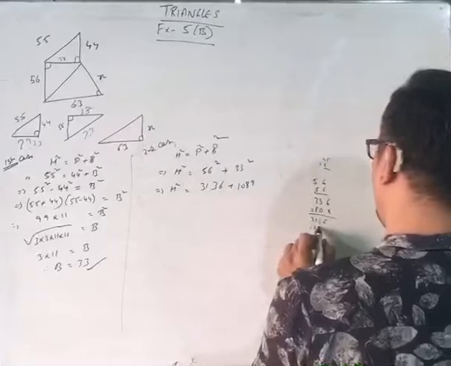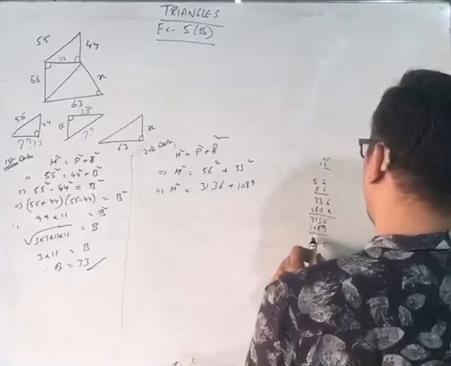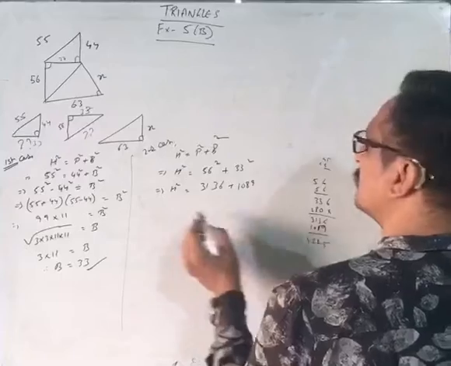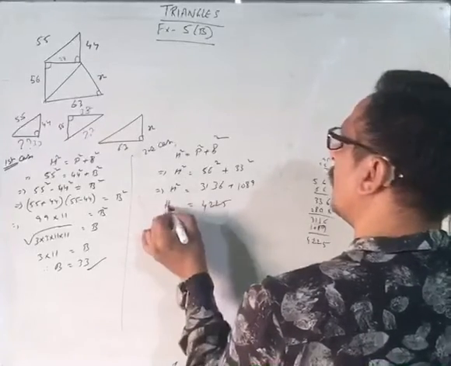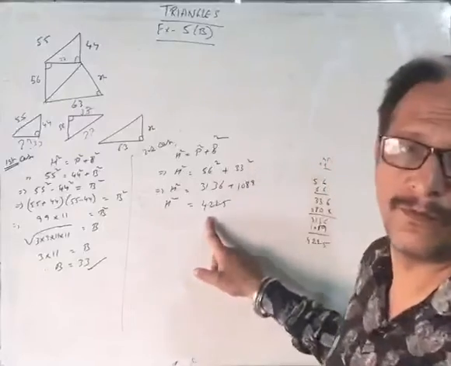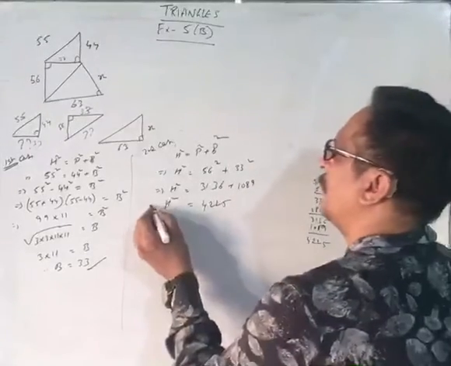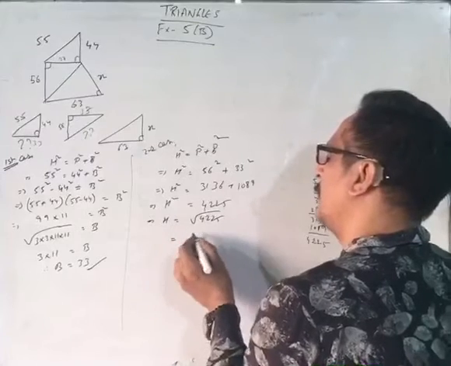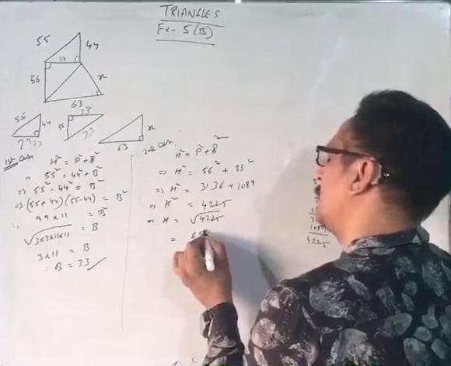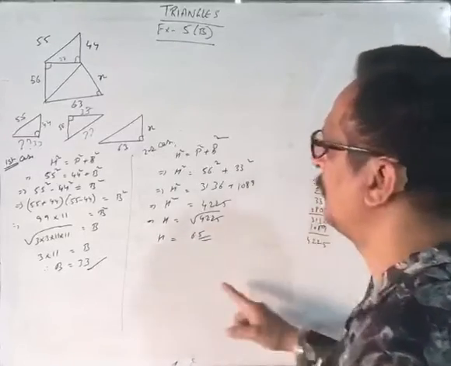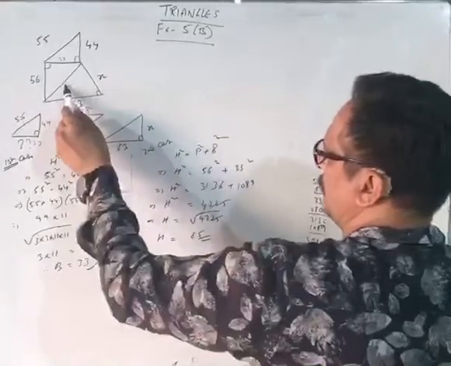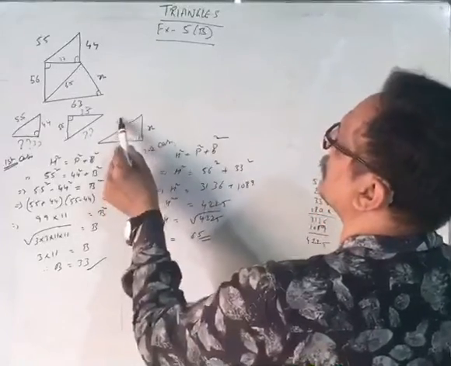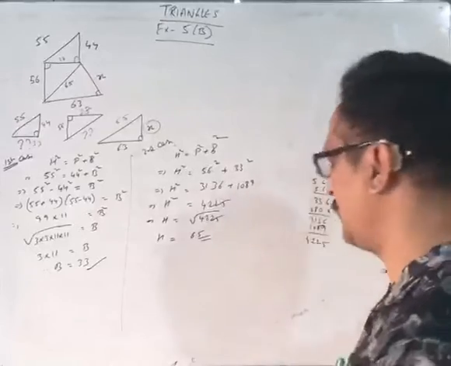Now you have to sum up 1089 and 52. Now you have to find the hypotenuse. So hypotenuse means you will get this as your answer. This means that this is your 65. So this is your 65. Now you have to find the value of x in the third figure.